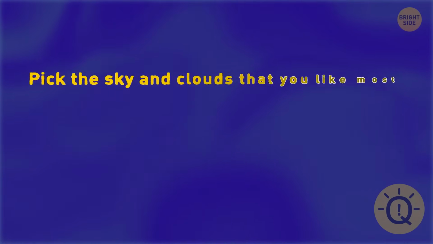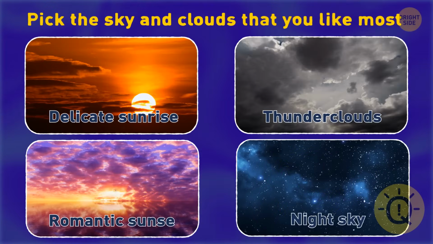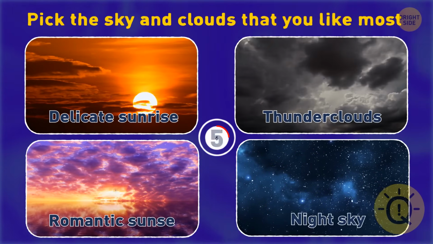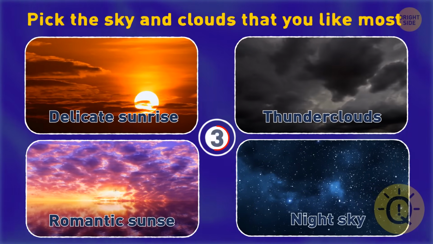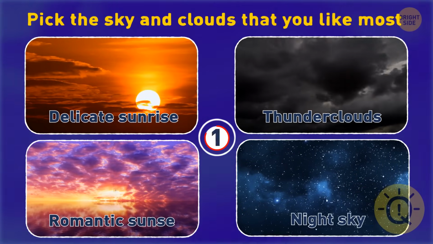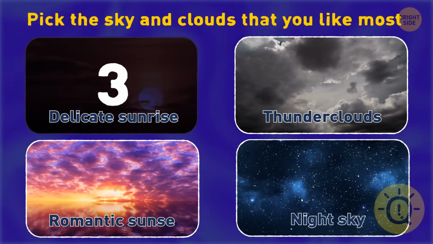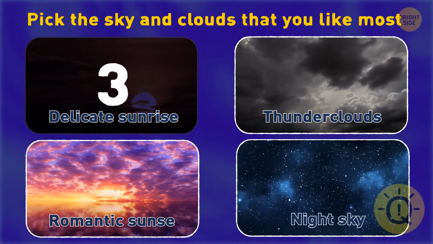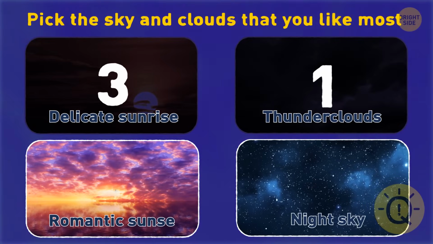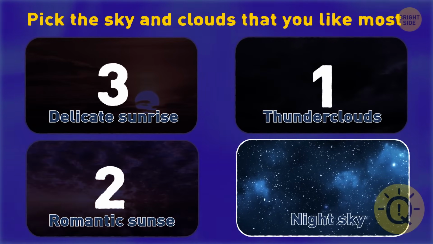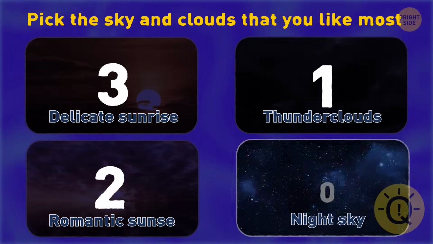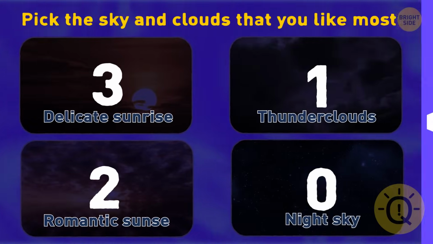Pick the sky and clouds that you like the most. This delicate surprise brings you 3 points. If you liked the thunderclouds, add 1 point to your score. Romantic sunset lovers get 2 points. And the starry night sky brings you 0 points.